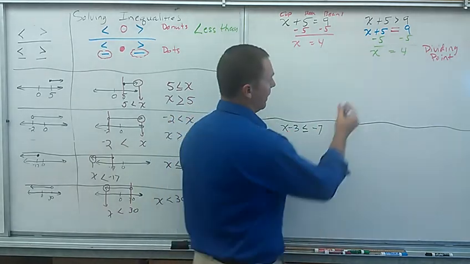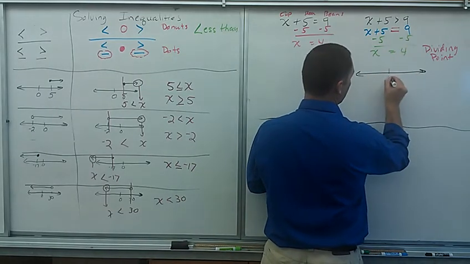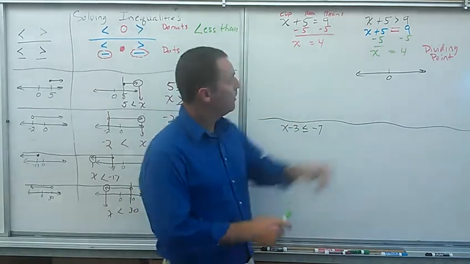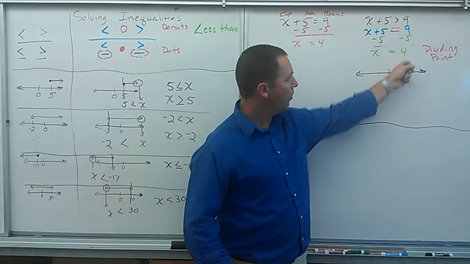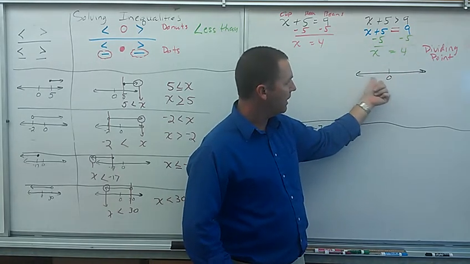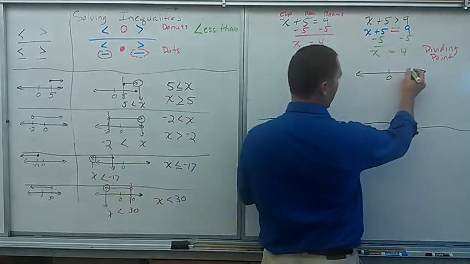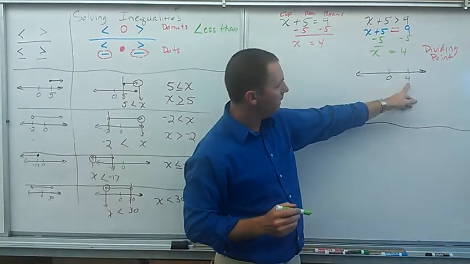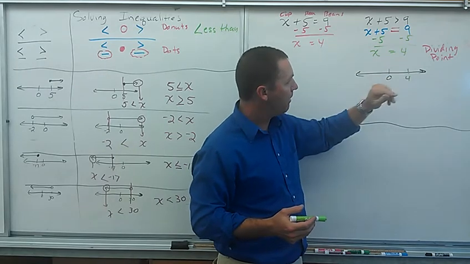So as I go to do my number line now, here's my number line, and right in the middle I put 0. So what I'm going to do is put my dividing point on the correct side of 0. This is positive 4. Which side are the positives on? Are the positives on the left side or the right side? Well, of course, positive numbers are always to the right, so I put 4 like that. Then I need to put in my dot or donut.